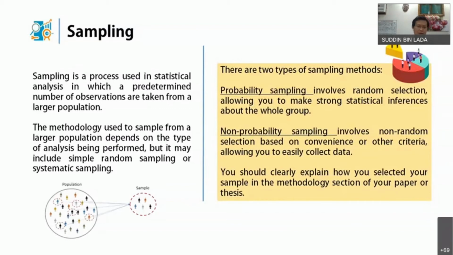But important for thesis writing, especially for masters and PhD, we need to know two different types of sampling method. Number one is probability sampling, and number two is non-probability sampling. Okay, what is important here? You should clearly explain how you select your sample, whether you go for probability sampling or non-probability sampling. That's very important. You can choose any technique or method you want, but you must justify clearly. Right? Okay, move on.